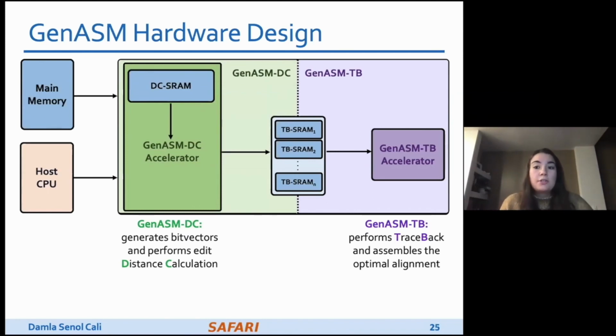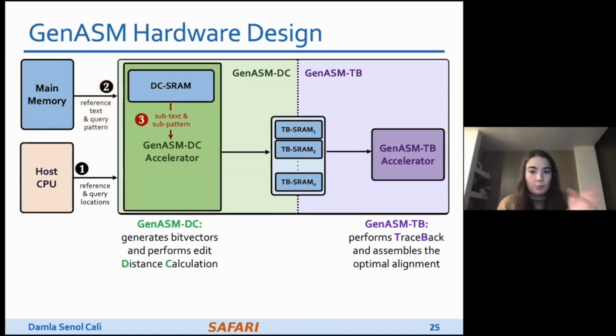Let's look at the high-level overview of GenASM. GenASM execution starts when the host CPU issues a task to GenASM with the reference and query sequences locations, and then GenASM-DC reads the corresponding text and pattern from the memory, and writes these to its dedicated SRAM, which is DC SRAM. After that, GenASM-DC divides the reference text and query pattern into multiple overlapping windows, and for each subtext and subpattern, which corresponds to each of these windows, GenASM-DC searches for the subpattern within the subtext and generates the bit vectors.